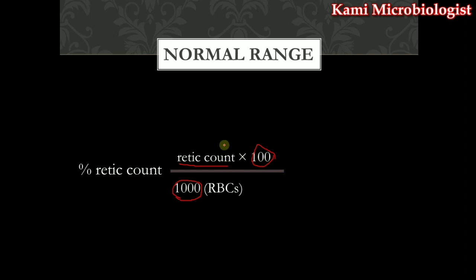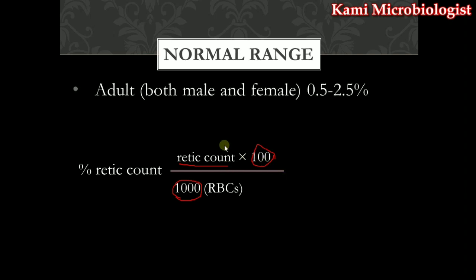Now this is the normal range of the reticulocytes in the adult, and adult means both male and female, we have 0.5 to 2.5% reticulocytes in the whole blood. Then in the case of the newborn baby, it is 2 to 5%. Now the question arises in our mind why in this case the percentage is a little bit increased compared to the normal adult.